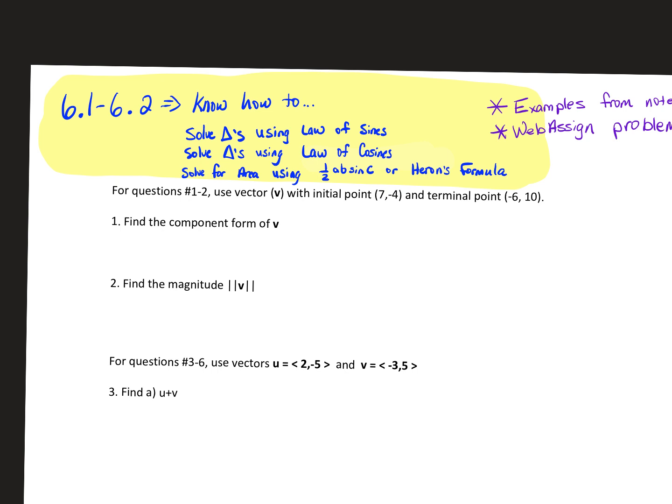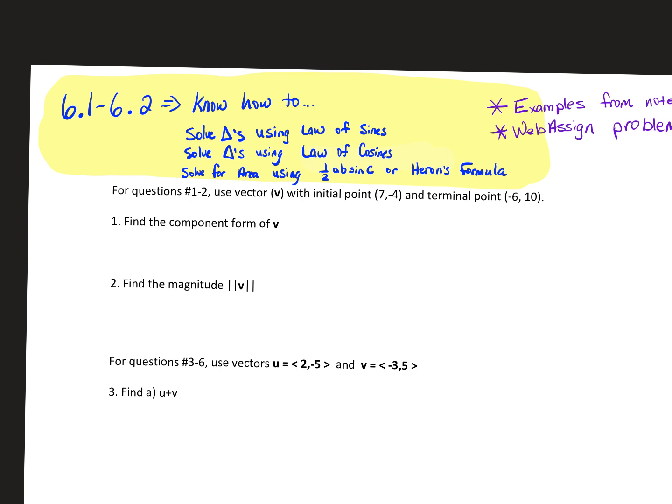But any examples from the notes that we've done, WebAssign problems, if you have questions on anything from WebAssign, go ahead and ask me today as we go through this. But there's going to be 12 questions on the test. 3 of them are going to be from 6.1 and 6.2.